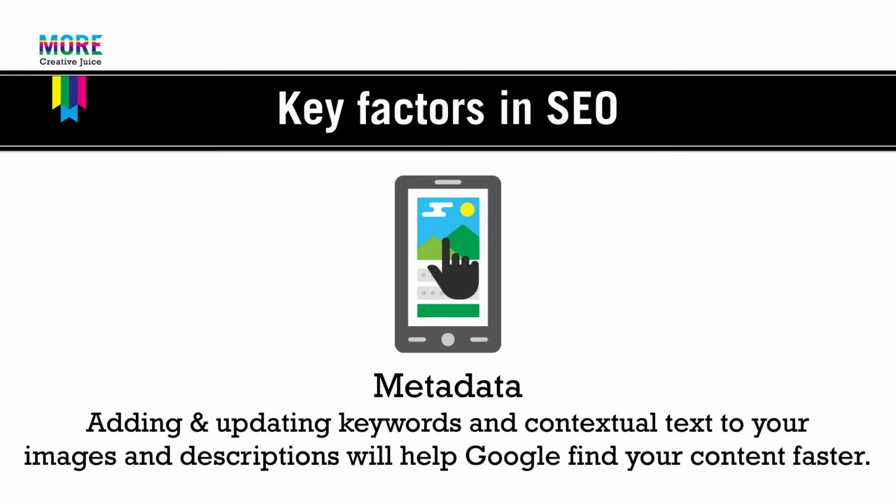Another factor in SEO is what's called metadata, and that is adding and updating keywords and contextual text to your images and descriptions on your website. And that will help Google find your content faster also. We're going to go into detail with that on how to add metadata to your images and also how to include metadata on your website pages and your blog posts. Those are going to be in the next videos. But that is what we're talking about when we refer to metadata, which is also very important.